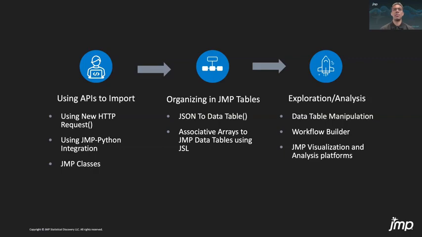Once we have this data in Jump, we'll need to organize it into Jump data tables. There are a couple methods to do that. I'll overview JSON to Data Table, which is a function native to Jump, as well as working with associative arrays and using JSL to create Jump data tables. Once we have the data in Jump data tables, we'll then do some exploration and analysis. The first part of that will be doing some data table manipulation. I will show that using Workflow Builder. And then we'll do some Jump visualizations and some analysis in some of Jump's platforms.